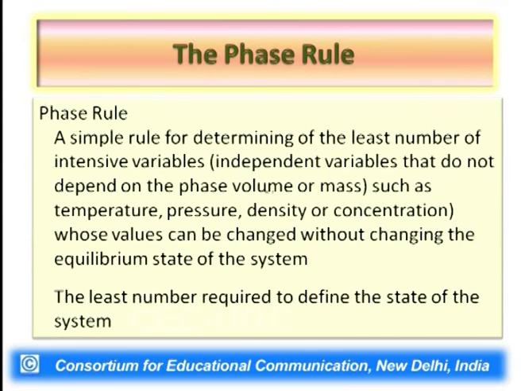Other intensive state variables we need not bother about, because their value gets fixed once we specify the value of these intensive state variables which are independent. In other words, we can also view this degree of freedom as the number of state variables whose value can be changed without producing any change in the state of the system. These are those variables which are independent, which means that their values do not depend on phase volume or mass. These are intensive state variables.